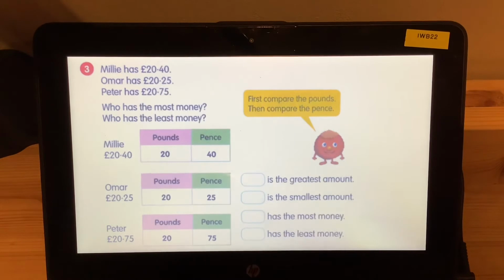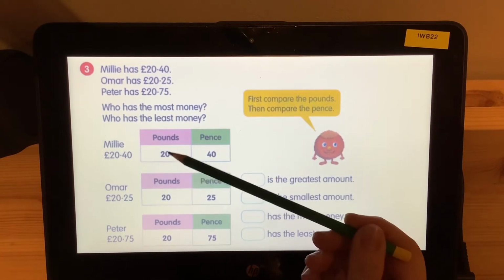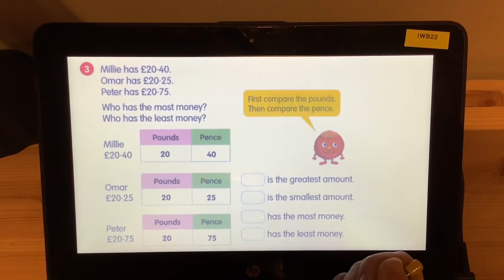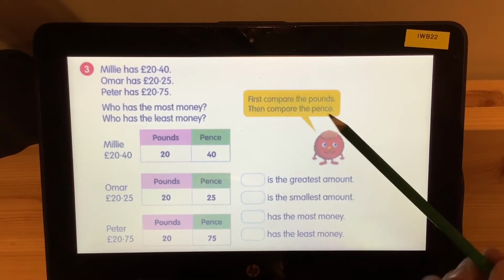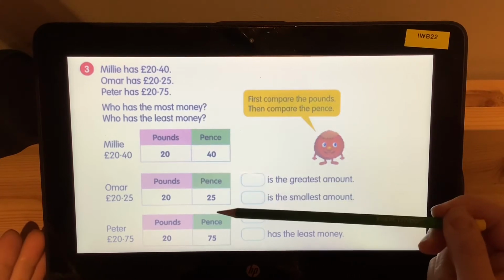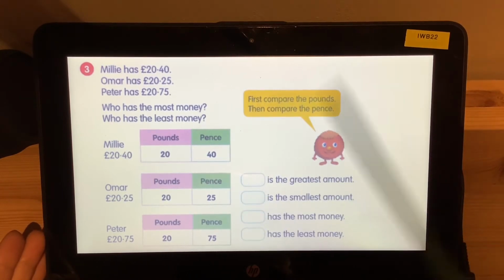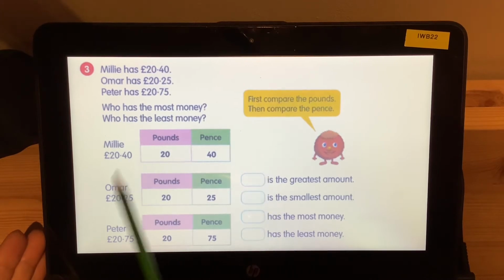So we've got some statements here. Millie has £20.40, Omar has £20.25, and Peter has £20.75. Who has the most money? Who has the least money? Well, first we compare the pounds. But look, if we compare the pounds, we can see they are all equal. So we go on to comparing the pence. 40, 25, 75. Which one is the greatest and which one is the smallest? Who has the most money and who has the least? Pause the video and see if you can complete that information.